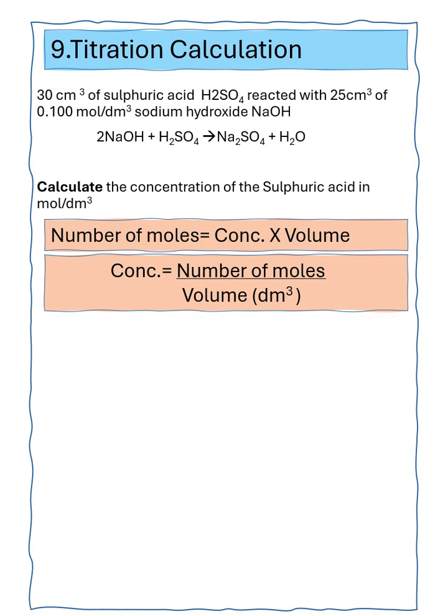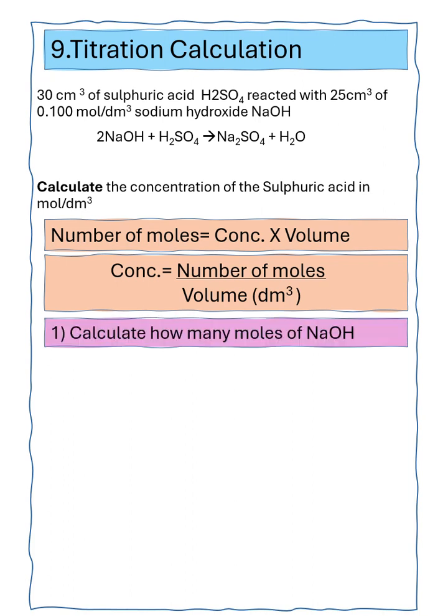Question 9 says calculate the concentration of sulfuric acid. It's a titration calculation, so we're given information on the titration, including the volume of sulfuric acid and the volume and concentration of sodium hydroxide. We've got two equations we're going to use throughout, and the first thing we're going to do is calculate how many moles of sodium hydroxide.